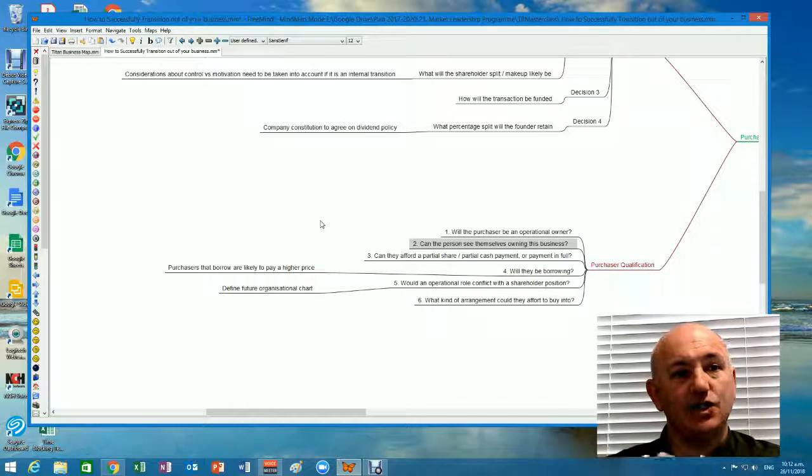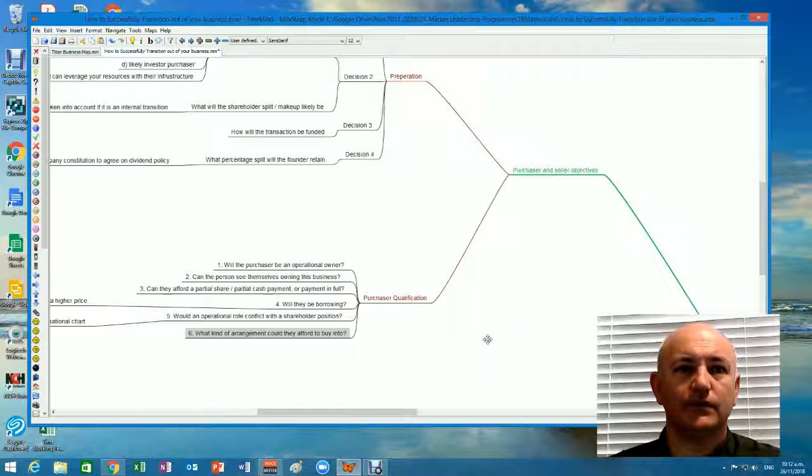Can they afford a partial share, partial cash payment, or payment in full? And there are a myriad of ways you can construct this. Purchasers that borrow are unlikely to pay a higher price. Will they be borrowing? Would an operational role conflict with a shareholder position? And so we need to define the future org chart. And what kind of arrangement could they afford to buy into?